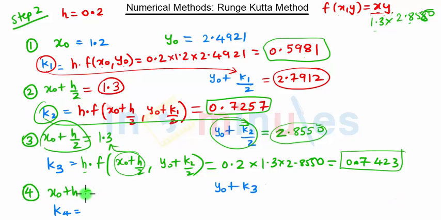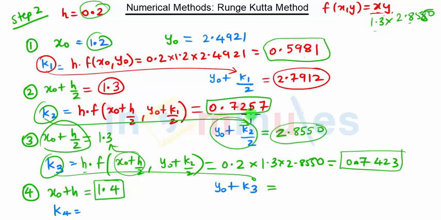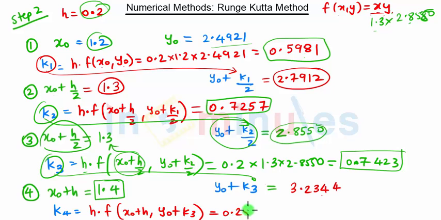Then we calculate x0 plus h. x0 is 1.2, h is 0.2, so it will be 1.4. And we need to find the value of y at 1.4 only. So y0 plus k3 will be from here, and y0 is 2.4921. We will get this value as 3.2344. Now we calculate k4. k4 will be h into f of x0 plus h comma y0 plus k3. So we replace h, x and y by these values, and we get something like this. And if we calculate this value, we get 0.9056.